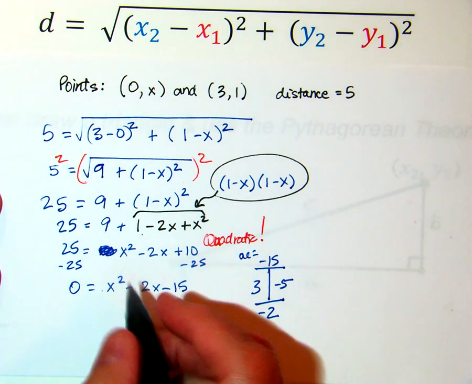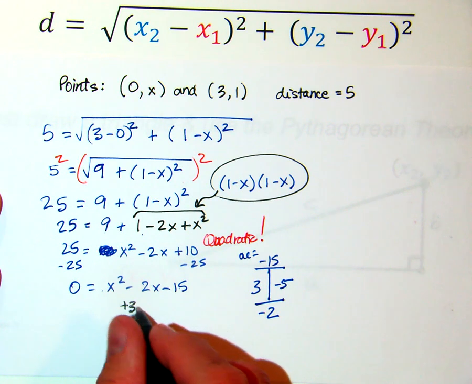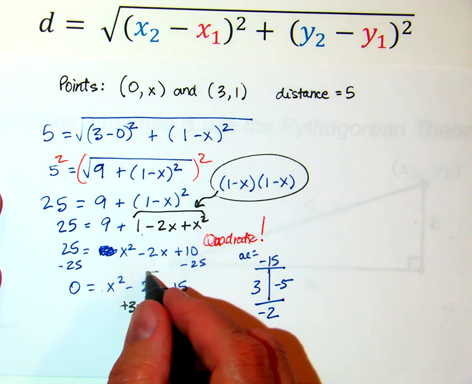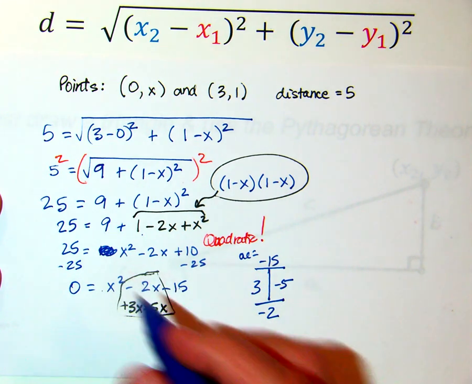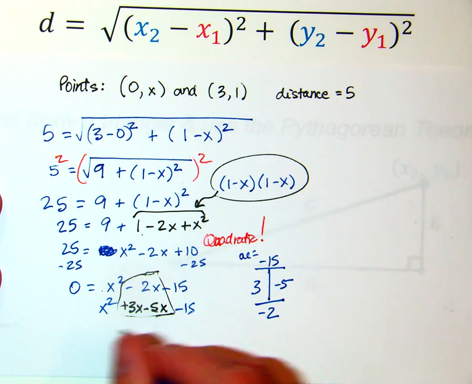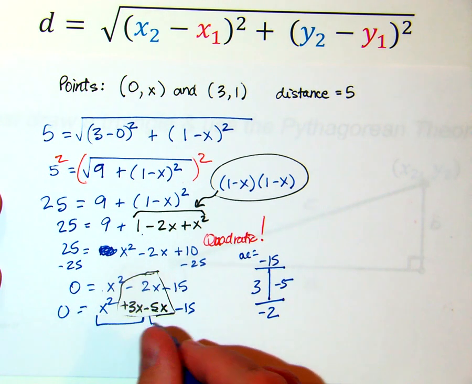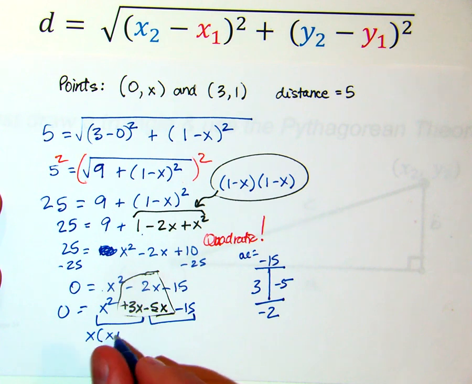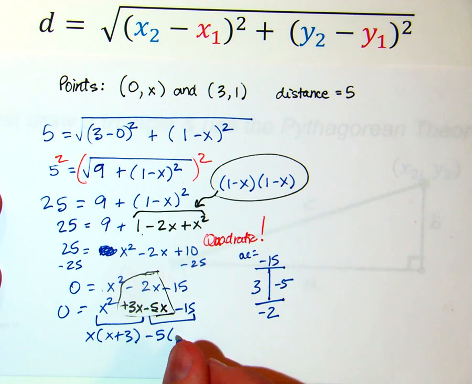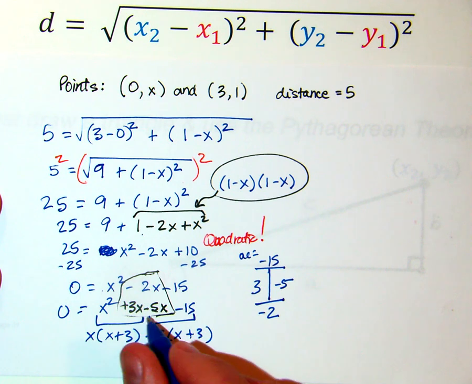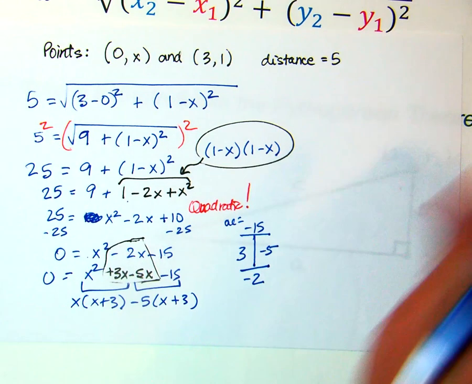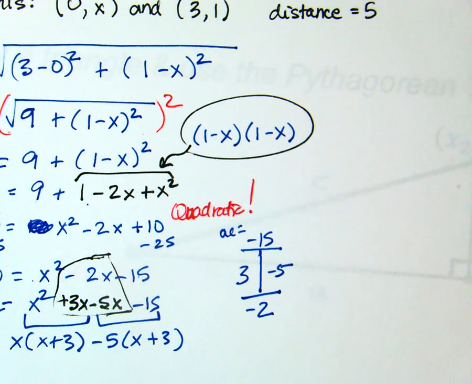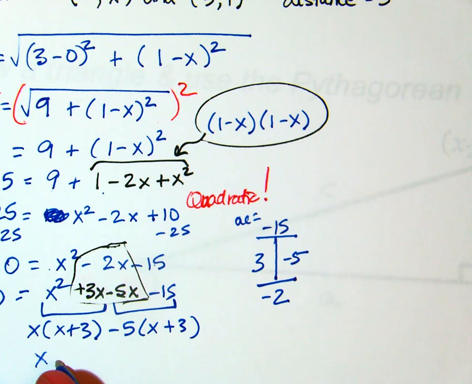So I'll take those two, and this will be plus 3x minus 5x, which is what I'm going to write instead of negative 2x. I'll copy everything around it, and then I'll factor by grouping. This will be x times x plus 3 minus 5 times x plus 3. That is a plus because it's minus a minus. I factor out my outside ones, x minus 5 times x plus 3.